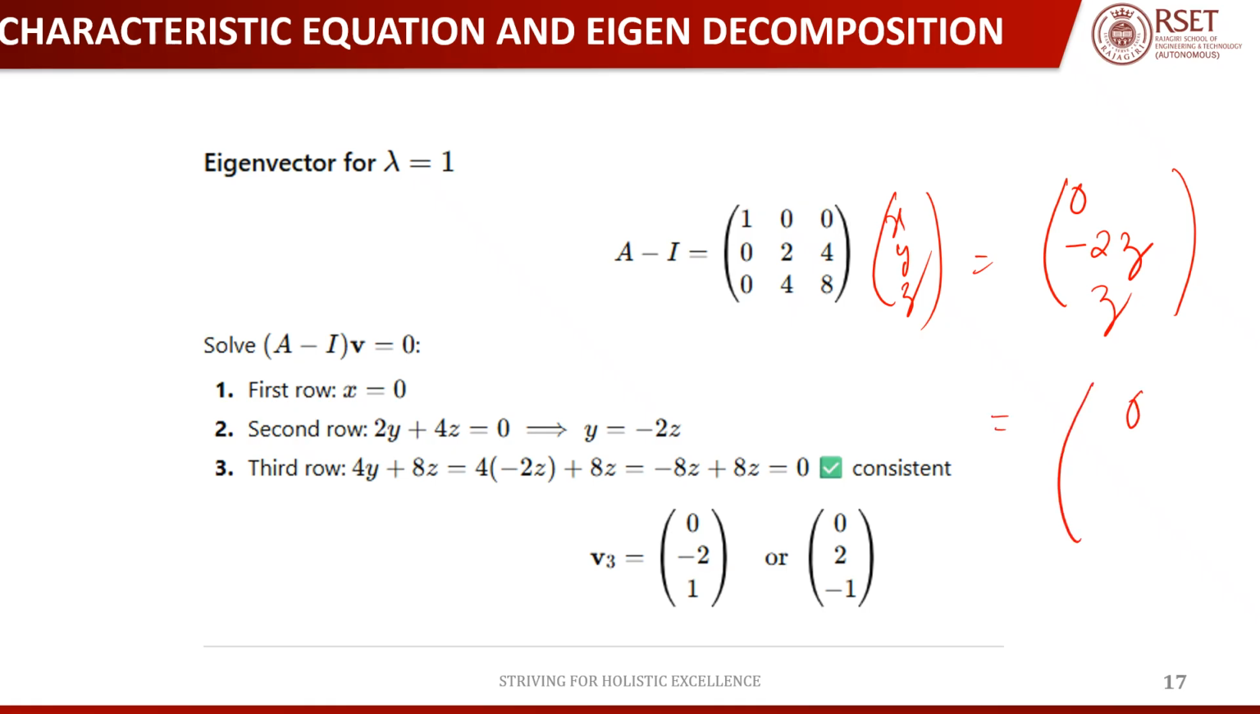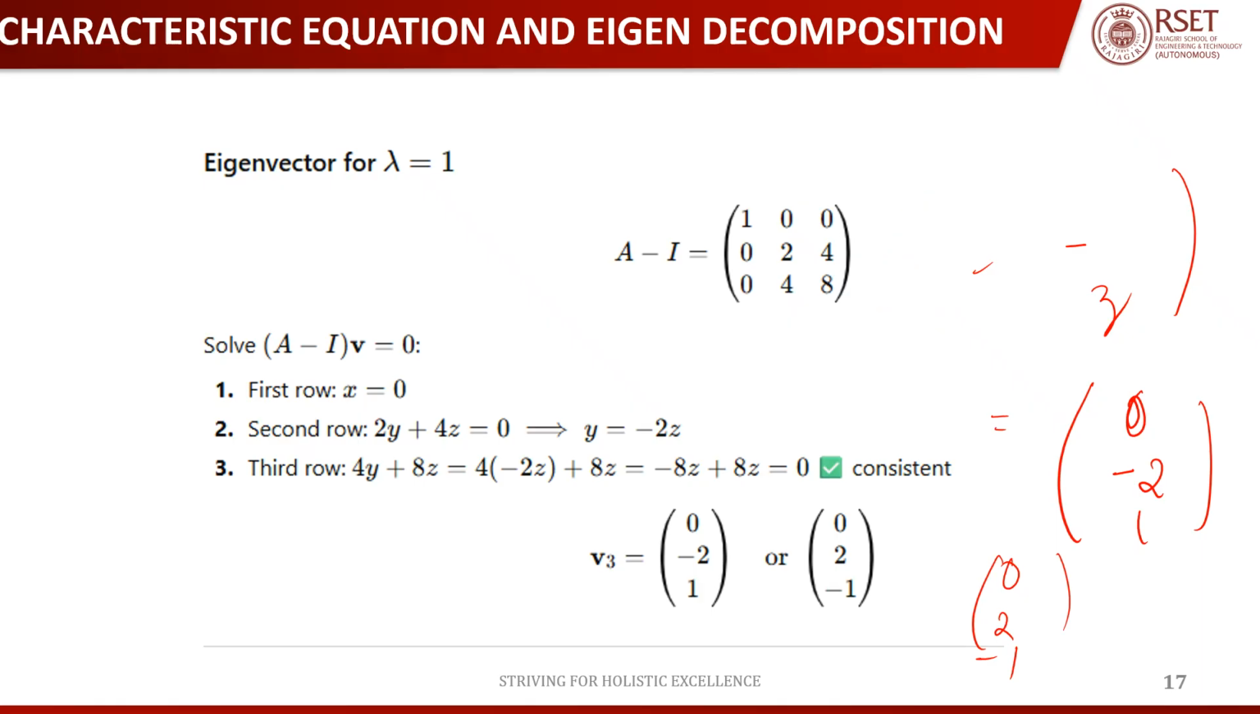Let's give the value of z to be equal to 1. So it will be 0, negative 2 and 1. Okay, if you are giving z to be negative 1, it can be 0, 2 and negative 1. That depends upon your choice. That's fine. Okay, so this is the way you get the eigenvectors, but in this particular case we had three independent eigenvectors. Corresponding to each eigenvalue we had eigenvectors. So for the matrix A, we had three eigenvectors.